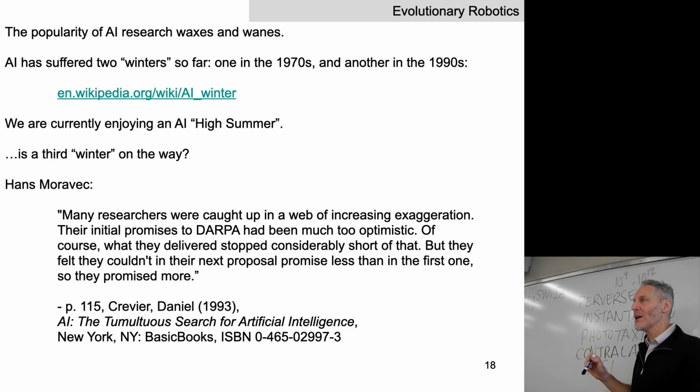And in the early 2000s, suddenly things started to work again for these neural networks. They figured a few things out, and here we are 20 years later after that. We are now enjoying an AI high summer. If you're interested in AI summers and winters, go check out the Wikipedia page on it.